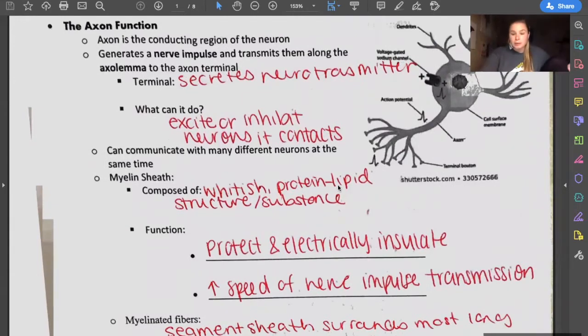So it has protein and lipids, so it has proteins and it has fat in it, and it's a structural substance, right? Its function is to protect and electrically insulate and increase the speed of nerve impulse transmission. That's where our lipid comes in, okay? Our lipid increases the speed of the nerve transmission because it allows us to have these things called nodes of Ranvier and those myelin sheaths, which we'll look at in a minute, so do not be afraid. That allow us to have that electrical signal jump, okay?